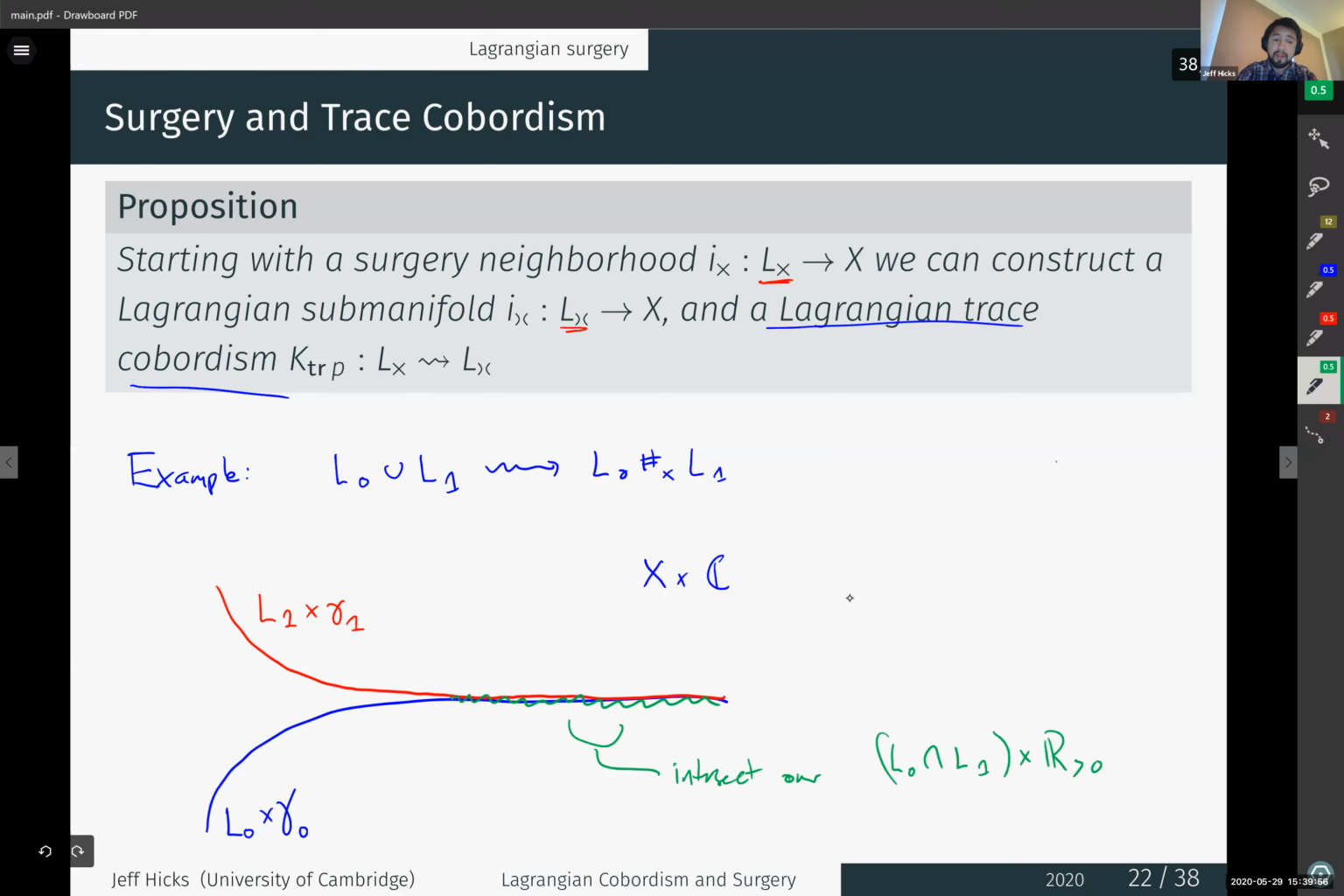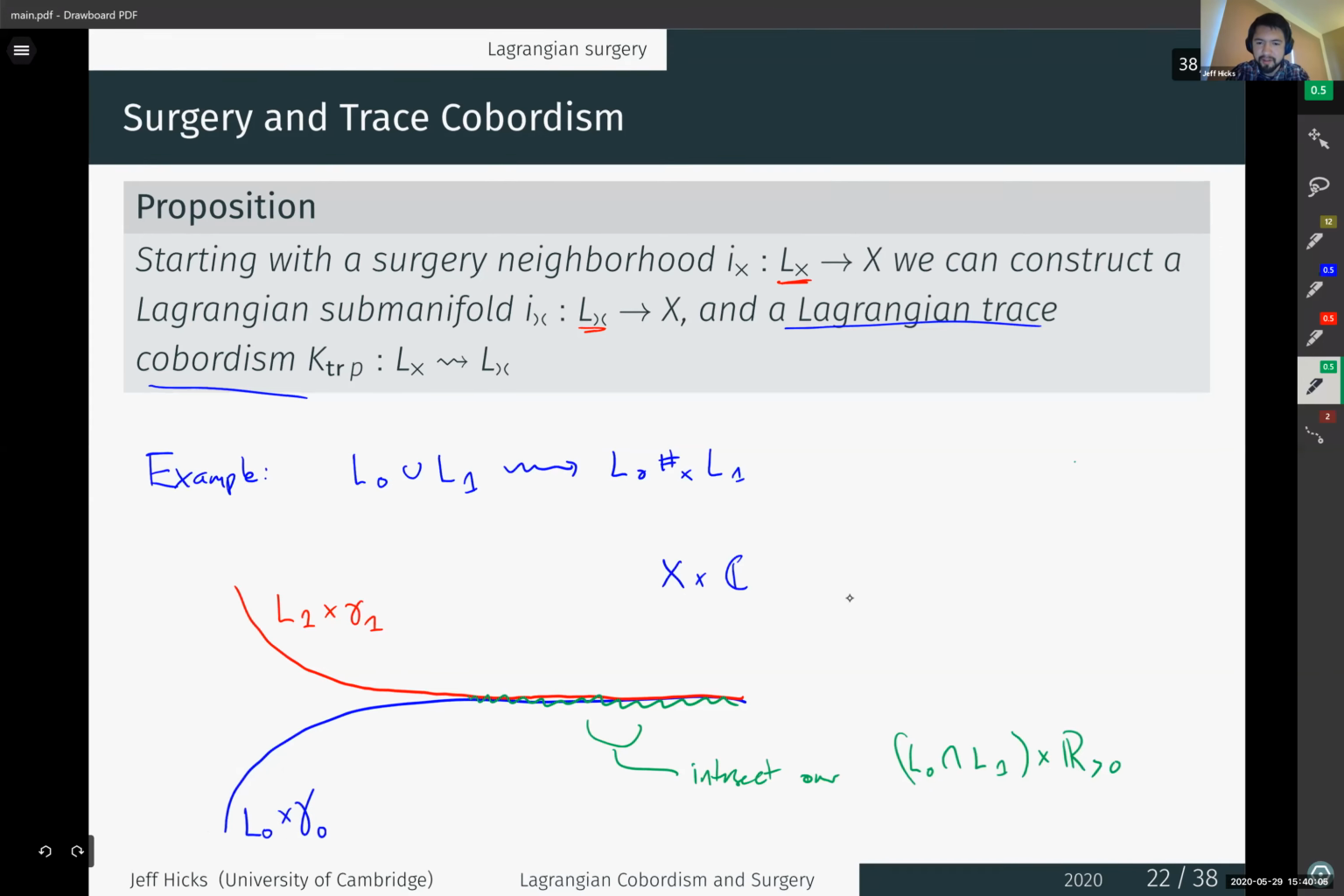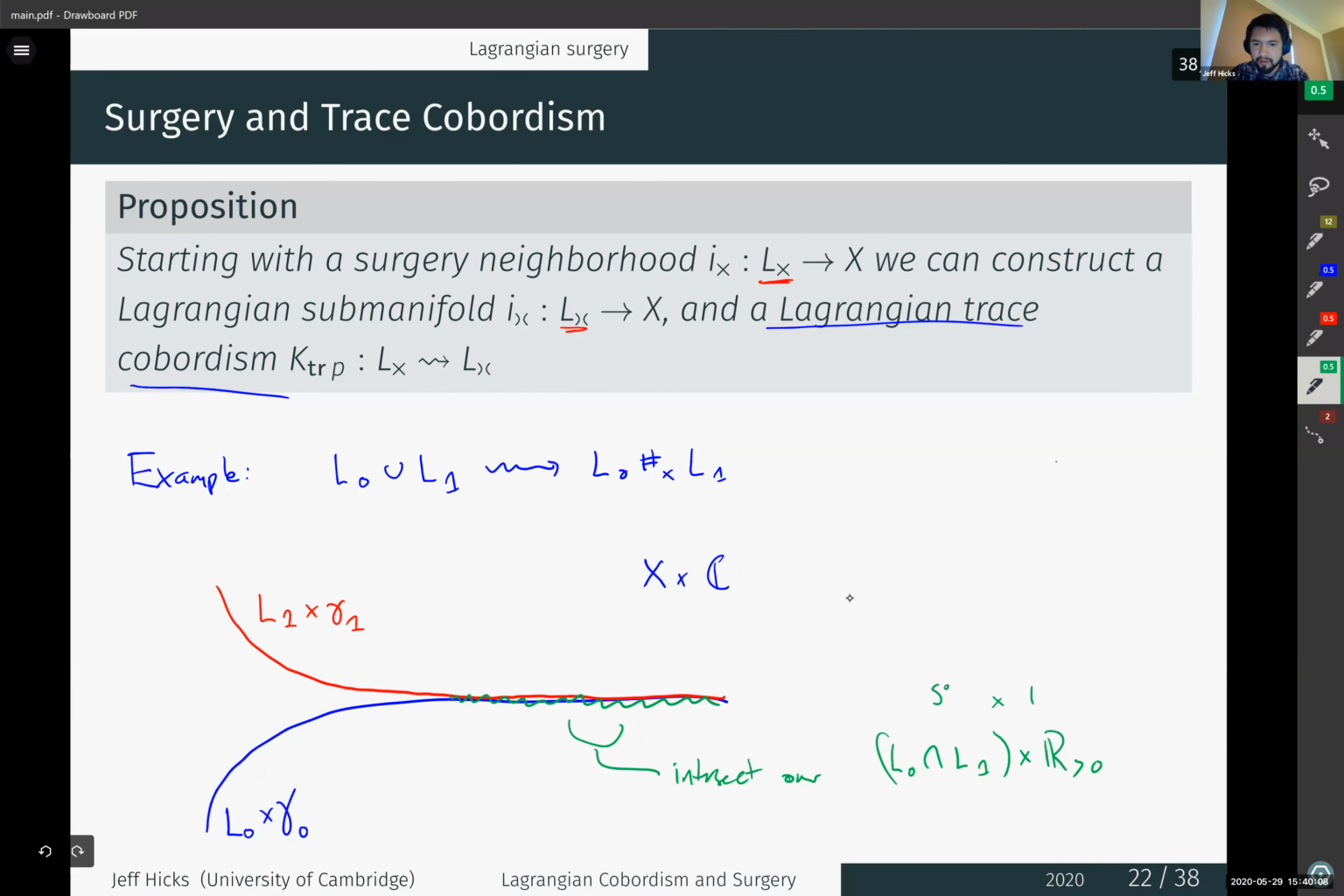Right. So the point being is that L0 cross gamma 0 and L1 cross gamma 1 intersect over what now appears to be a Whitney sphere cross R. And so I can apply the surgery construction to this to construct the trace cobordism. So once I apply the surgery construction to this configuration, I'll get a surgery trace cobordism between L1, L0, and L0 connect sum X, L1.